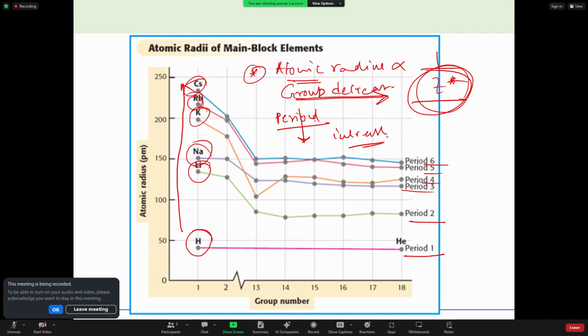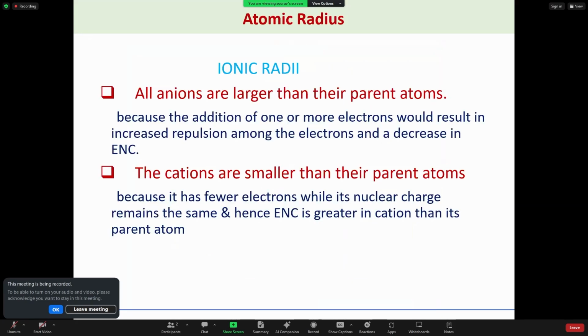So the conclusion is that when we want to know about the atomic radius, we have to know the effective nuclear charge value. When the effective nuclear charge value is increasing, the atomic radius will decrease. So along the period, the atomic radius is decreasing, but when we go down the group, from up to down, the atomic radius value will increase.